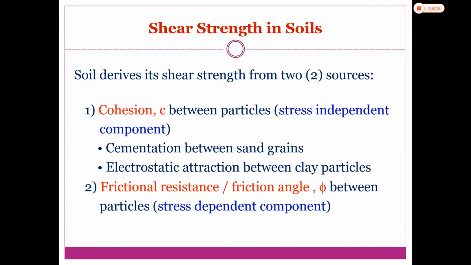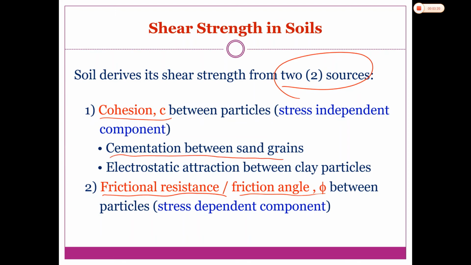So the shear strength in soil derives from two sources. Ada two factors that control the shear strength. We call them the cohesion and also the frictional resistance or the friction angle. So what is the cohesion? Cohesion, C, means the bonding between the particles, the cementation between particles.